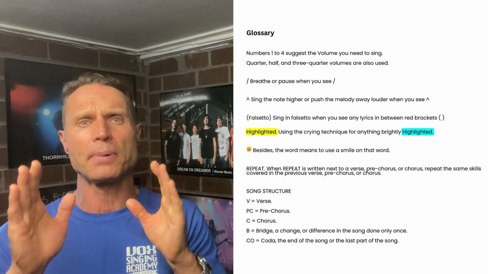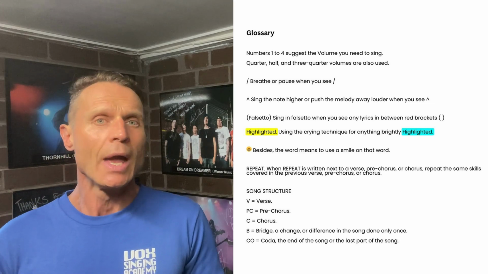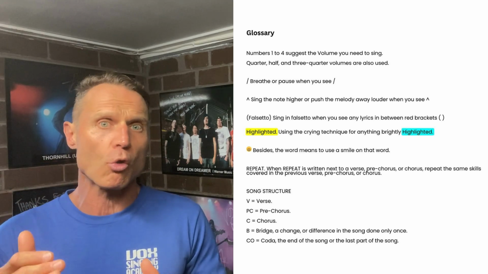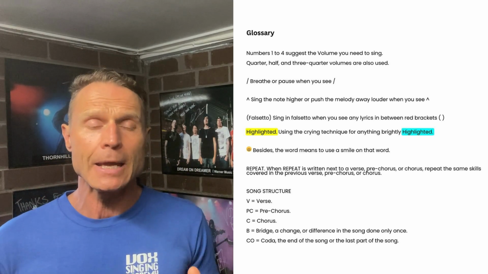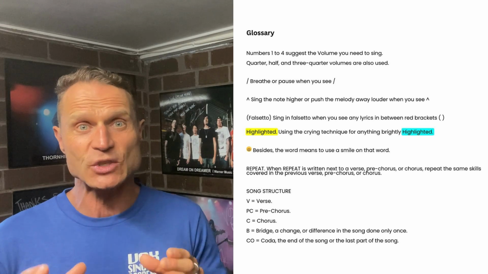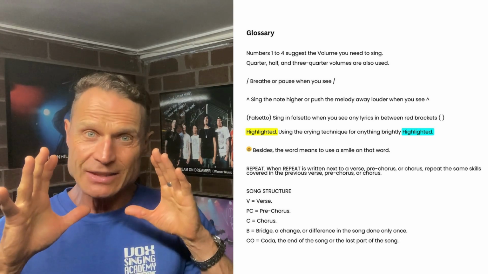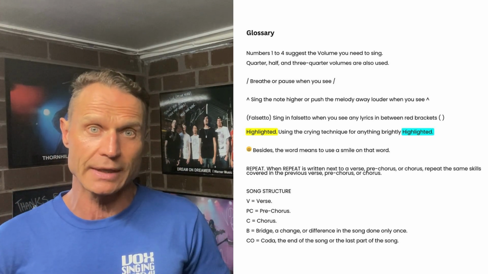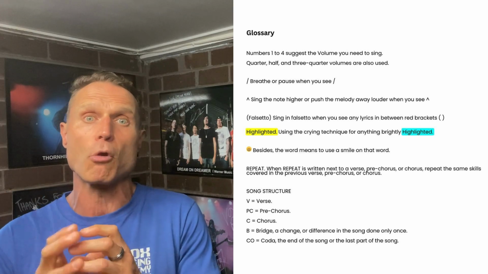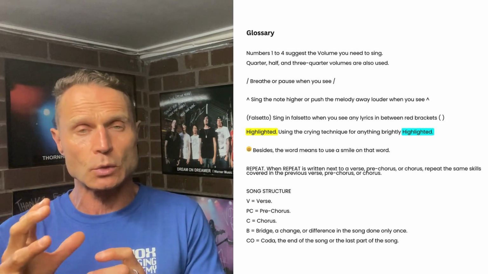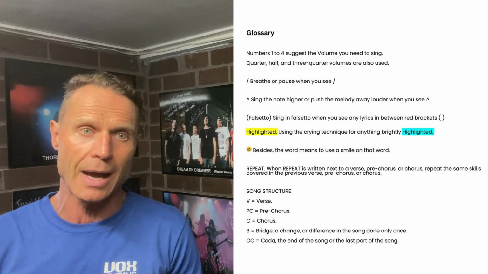If you see repeat written next to any verse, pre-chorus, chorus, bridge, whatever it may be, that means I want you to repeat the skills that we have already gone over and learnt. Now, I want to make this video as short and precise as I can, so if you see repeat, that means we've already done it, and just take those skills and repeat it through that particular part.